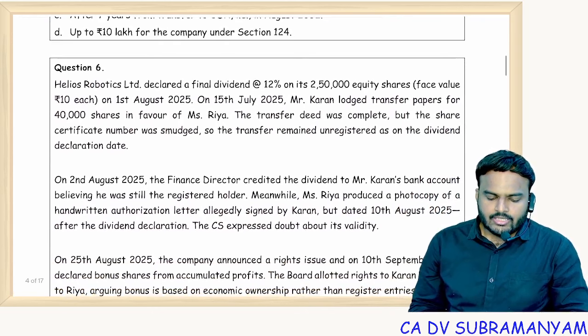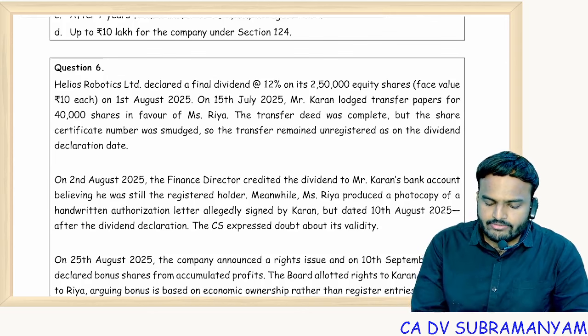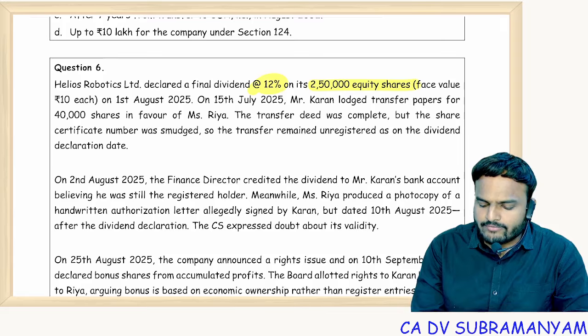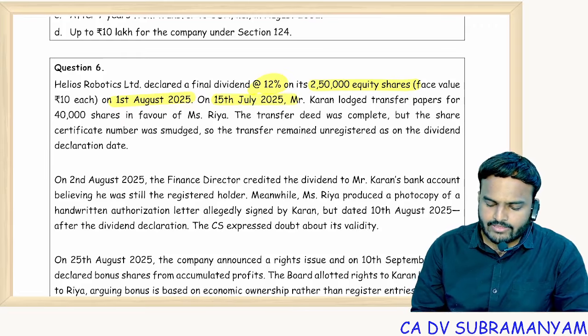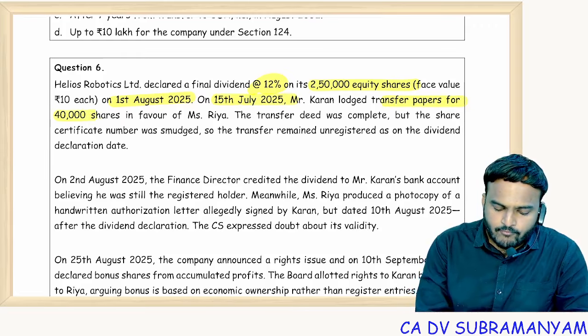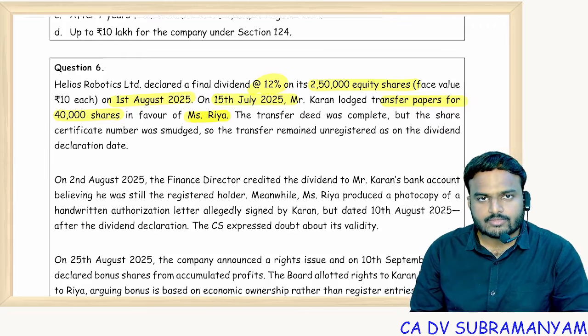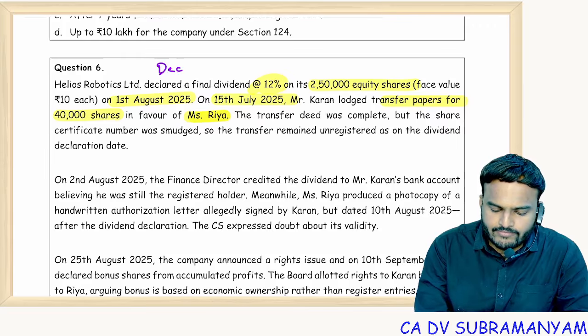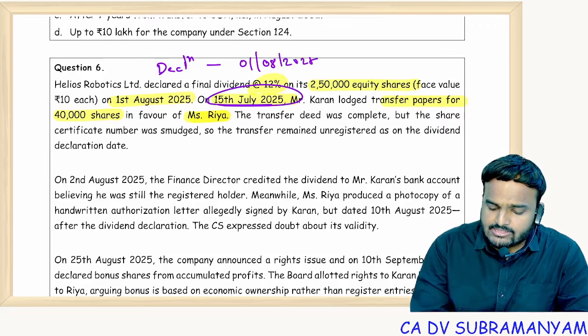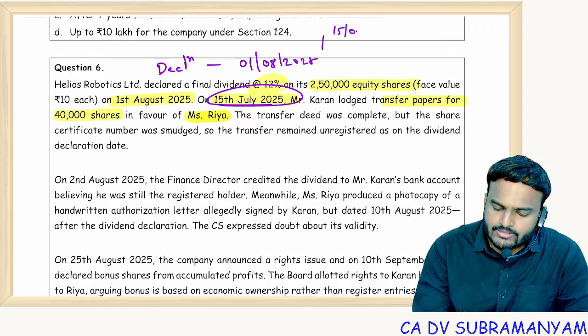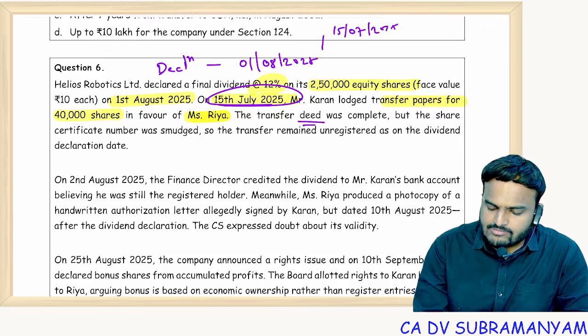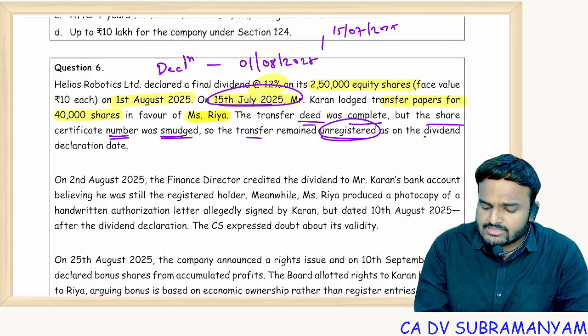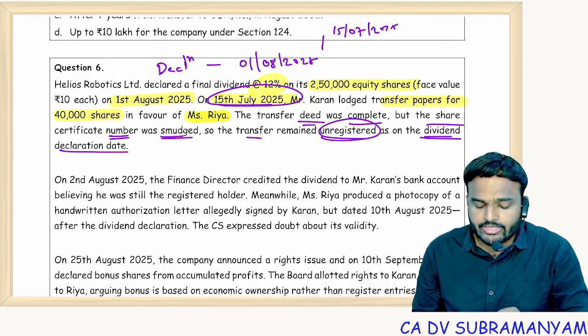Next. Helios Robotics Limited declared a final dividend at the rate of 12% on its 2,50,000 equity shares on 1st August 2025. On 15 July 2025, Mr. Karan lodged transfer papers for 40,000 shares in favor of Ms. Ria. Declaration happened when? You can see here, the date of declaration is 1st August 2025. But the transfer deed was executed before that date, on 15th July 2025. The transfer deed was complete, but the share certificate number was missing. So the transfer remained unregistered as on the dividend declaration date.